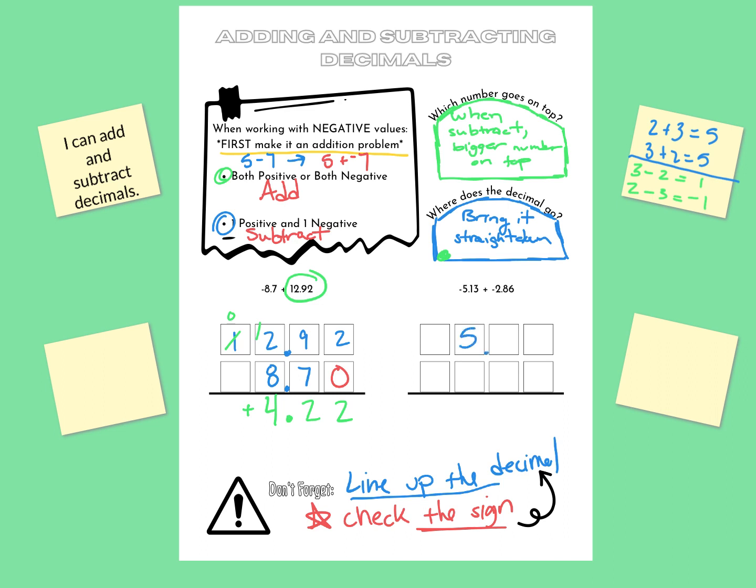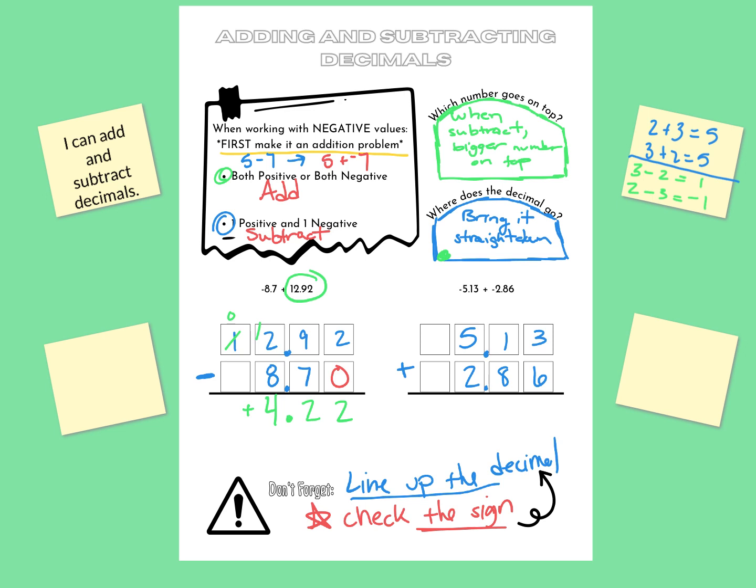So 5.13, line up the decimal, 2.86. Again, I'm not worrying about putting the negatives into my problem. I'll deal with that at the end. I've got the decimals lined up. I tend to always put the bigger number on top, just because then I'm in the habit of that when I get to those subtraction problems. So in this one we subtracted, I'm going to write that here. In this one we're adding.